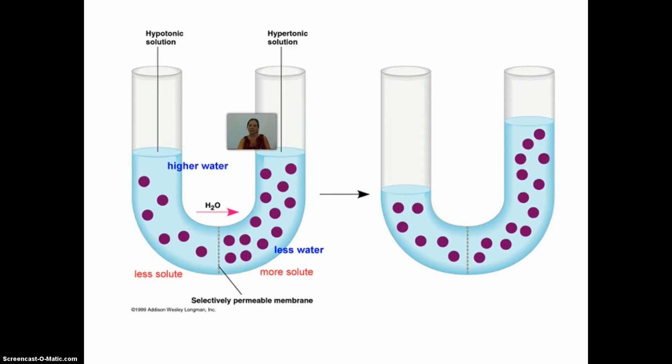So again, here is where you have less solute, which means you have more water. And over here you've got more solute, which means you have less water. Water travels from high to low. So if it was high concentration to low concentration over here, you're going to see an increase in the amount of water on the side where it was low. So now it's reached a state of equilibrium. We've got equal amounts of solute versus water on both sides.